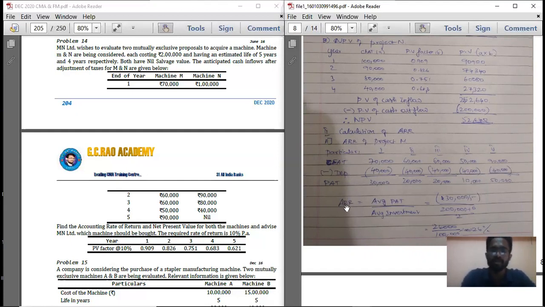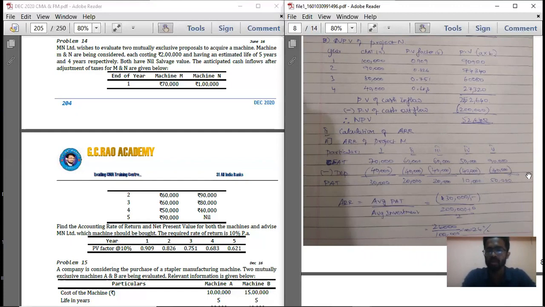Below the PAT, leave a line gap. Now record the formula. ARR is equal to average PAT divided by average investment. We can take either average investment or initial investment also. So here they have taken average PAT divided by average investment. What is the average PAT?